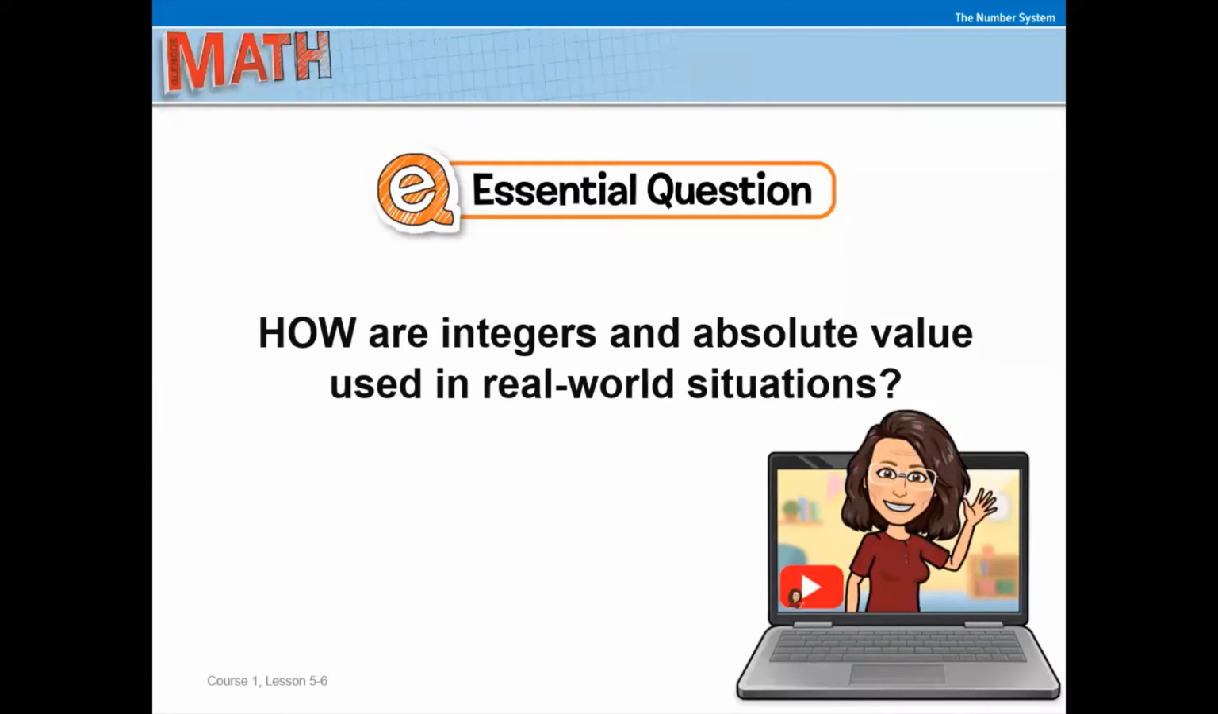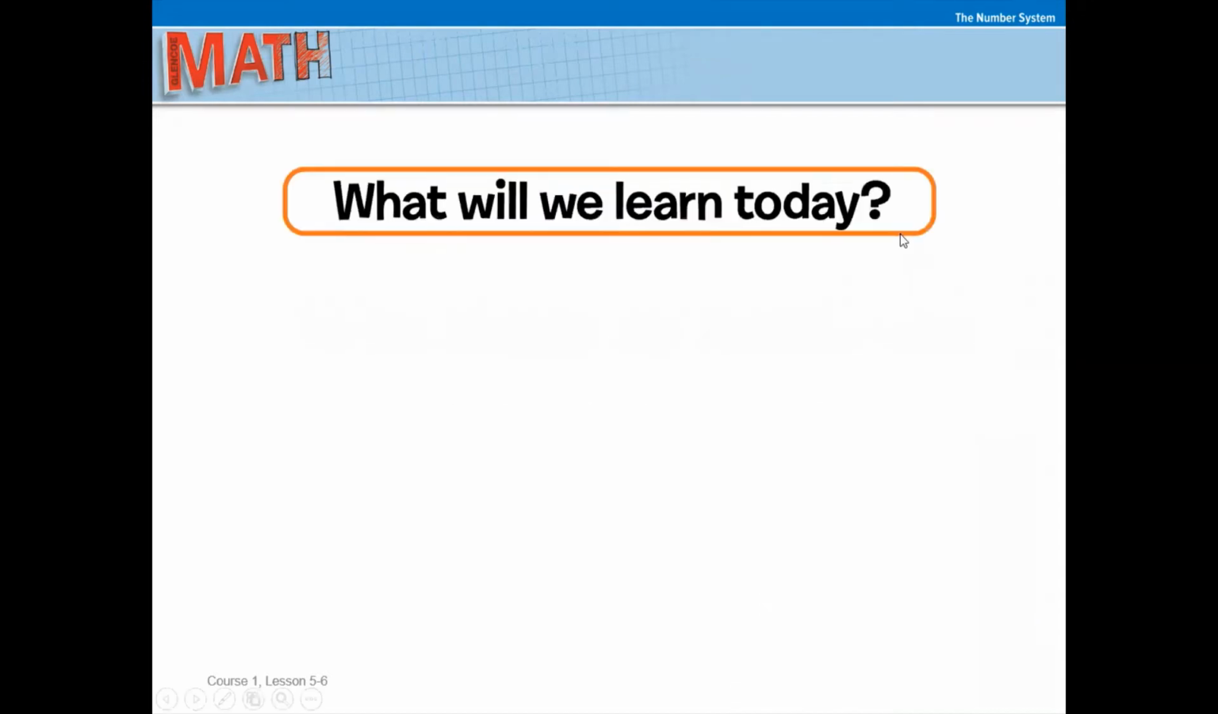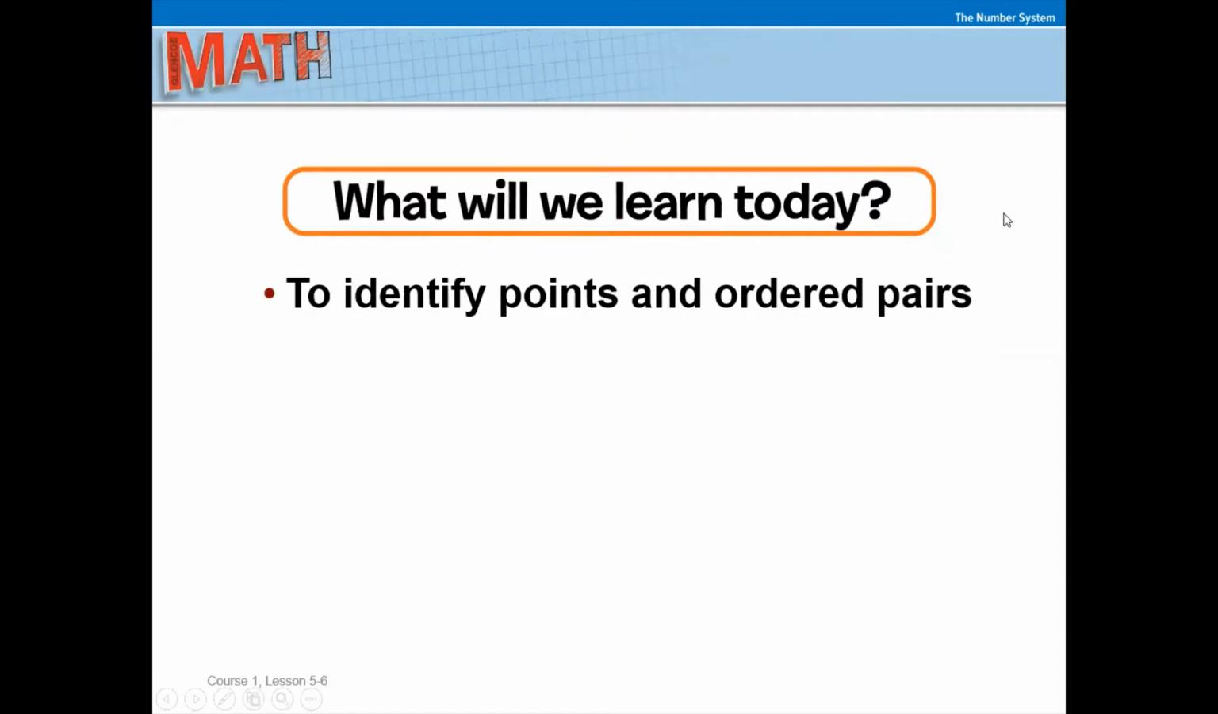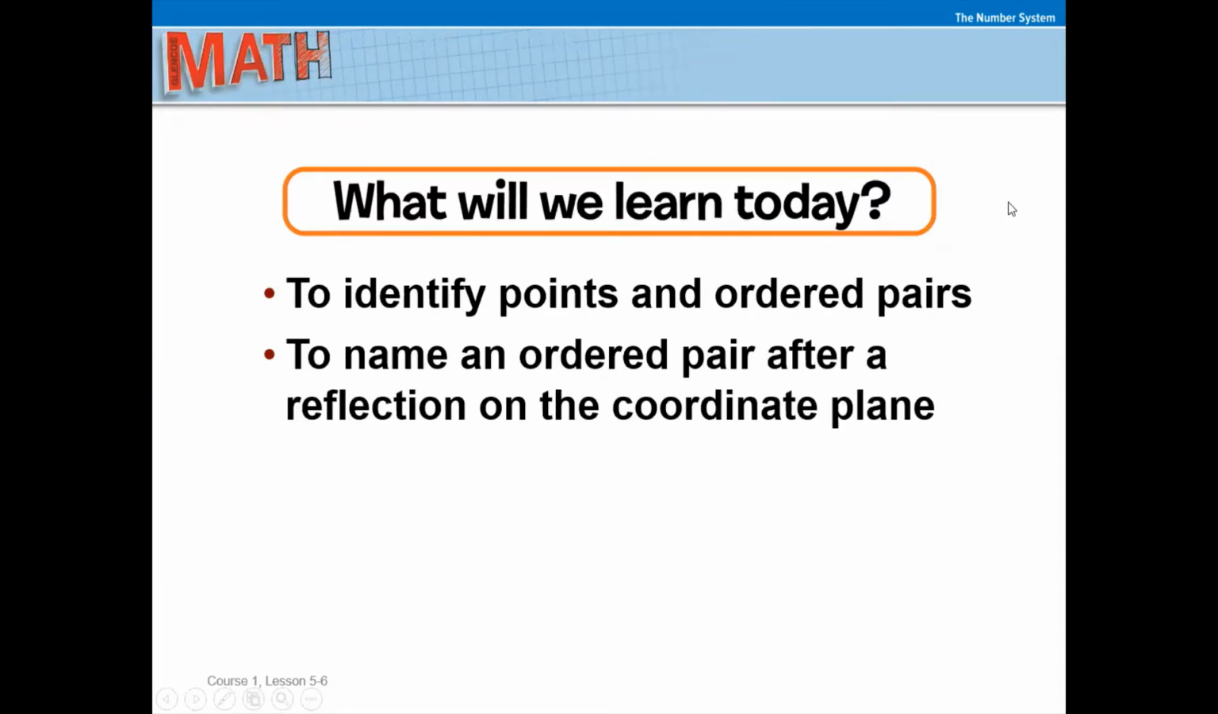Welcome back. This is Math, Chapter 5, Lesson 6, the coordinate plane. The essential question: how are integers and absolute value used in real-world situations? What will we learn today? To identify points and ordered pairs, and to name an ordered pair after a reflection on the coordinate plane.